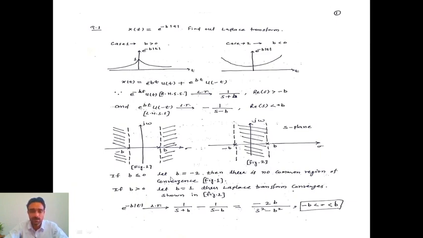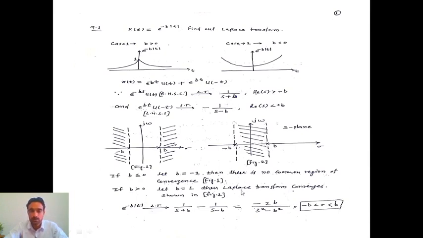In the second case, when b is greater than 0, let's assume that b equal to plus 1. So put plus 1 here and plus 1 here. So ROC will be s greater than minus 1 and s less than plus 1. So we can see the common region in between minus b and plus b. So the Laplace transform can be calculated for this part.